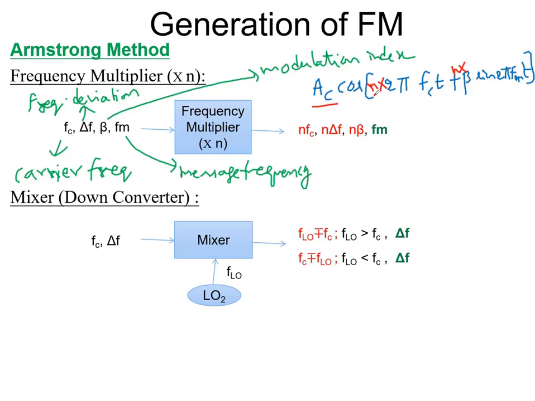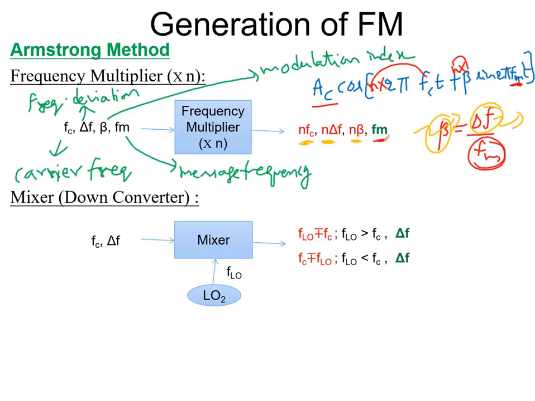If you observe, fc is becoming N fc, beta is becoming N beta. Since there is no change in message frequency, it remains constant. Since beta is the ratio of frequency deviation to message frequency, if there is no change in message frequency, the change in this delta f should be represented by the change in beta. That's why beta is also going to get changed, means your delta f frequency deviation is also going to get changed. Hope everybody is able to understand why the carrier frequency, frequency deviation and modulation index are changing.